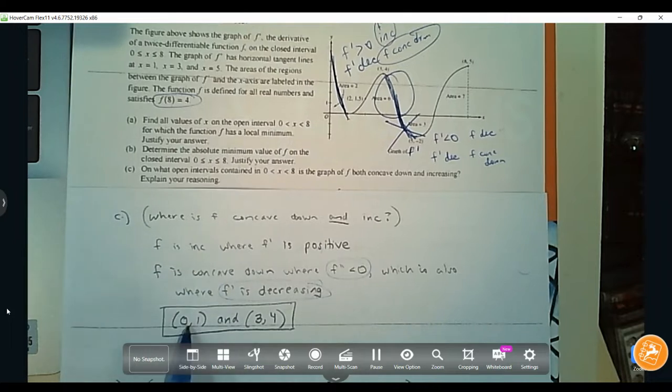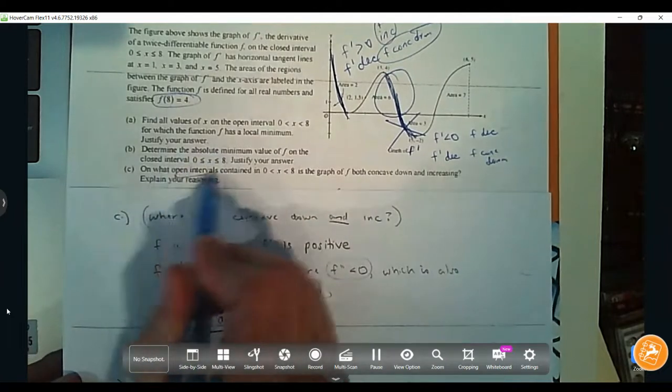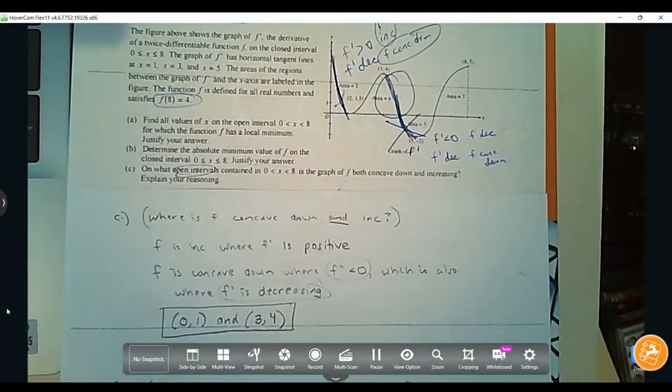And I used interval notation. You can do inequalities if you want. But it does say open intervals, so don't put the brackets on that one.